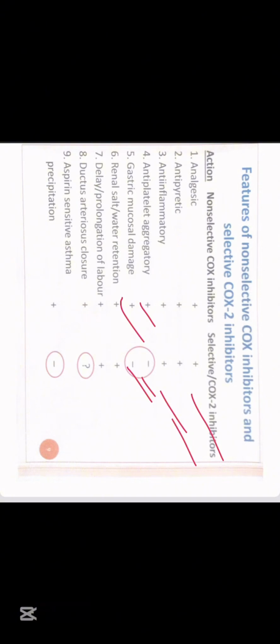Salt and water retention, both of them will do that because the COX-2 receptor is also found in the renals. Both of them will cause delay in labor. For closure of the ductus arteriosus, which I will discuss later as we go on, it is majorly COX-1 that will do that. Aspirin-sensitive asthma precipitation is majorly from non-selective ones. COX-2 will not do that. So just take note of this difference.